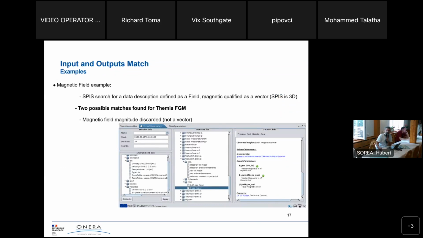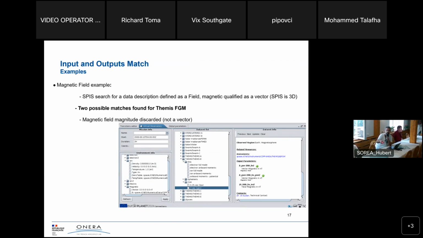So as an example of input and output matching, here is, I think, the THEMIS B FGM dataset. It's a magnetic field measured by the THEMIS spacecraft, which can be used by SPACE. SPACE can use a magnetic field as an input to model the plasma. But SPACE needs this field to be described as a vector because it's a 3D model.